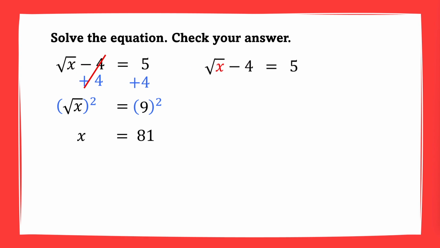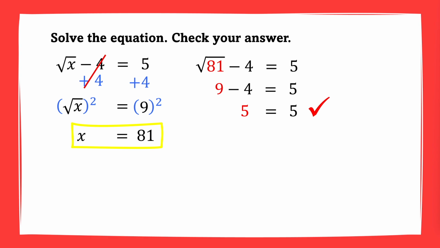In the original equation, plug in 81 for x, and see if it results in a true statement. The square root of 81 is 9, and 9 minus 4 equals 5. Therefore, 81 is a correct solution.